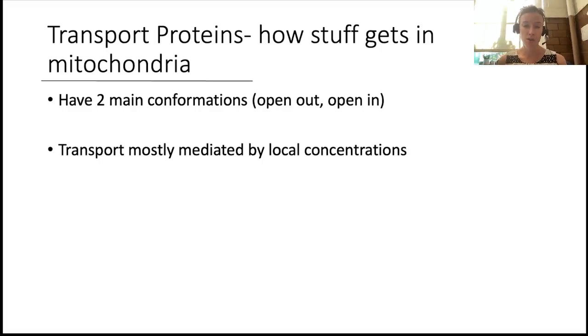So, small molecules are transported into and out of the mitochondria via transport proteins, or transporters. This is how stuff gets in and out. They have two main conformations: open out and open in. Let's draw those so we can understand what's happening here.